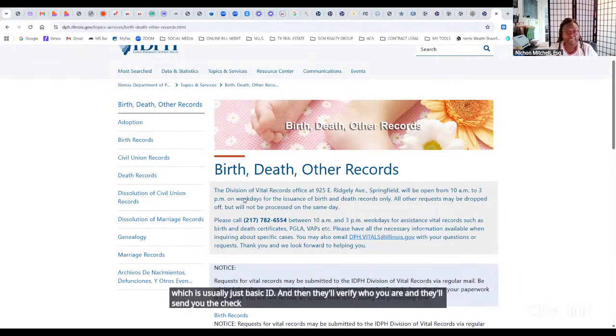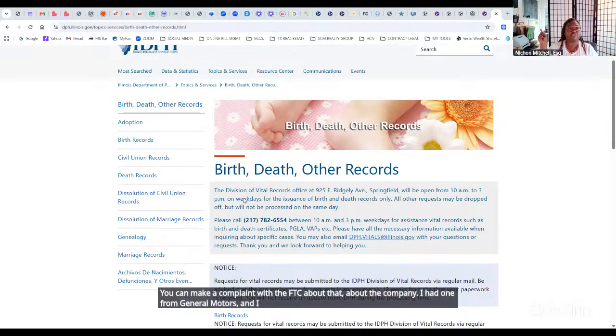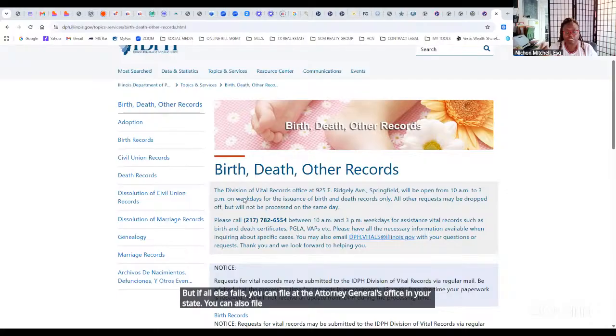What about a lemon vehicle? A lemon vehicle, you can get that. You can make a complaint with the FTC about that, about the company. I had one from General Motors, and I contacted General Motors in Detroit, and they have a whole complaint process that was really good. It depends on the manufacturer and all that kind of stuff, but if all else fails, you can file at the Attorney General's office in your state. You can also file with the FTC for a lemon vehicle.